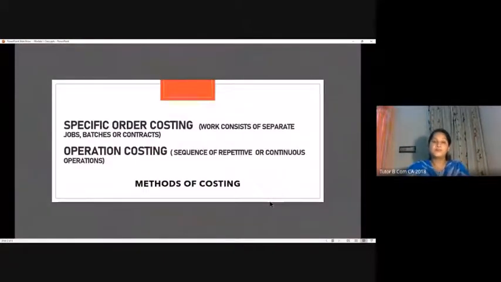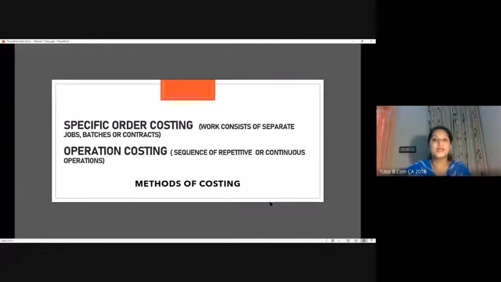Okay, so as I was giving an introduction to the methods of costing, broadly methods of costing can be classified into two. One is specific order costing and the other one is operation costing. Specific order costing, as the name indicates, the cost is calculated for each job, specifically for each task. So what we are learning in module 1 and 2, that's job costing, batch costing or contract costing, will come under specific order costing. What you have to remember is the cost is fixed for a particular job, for a particular task, or for a particular contract.